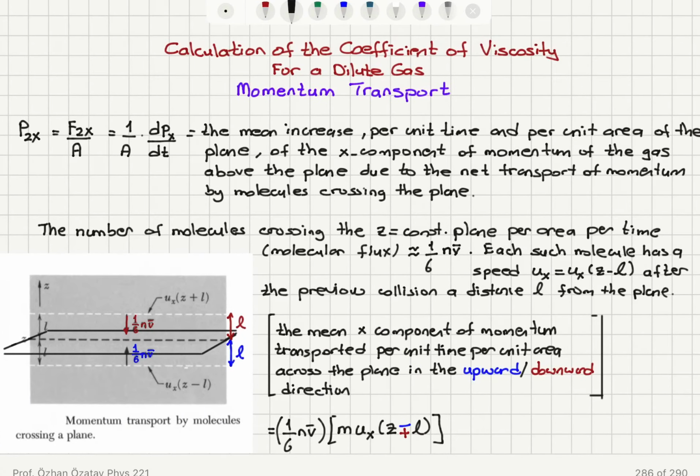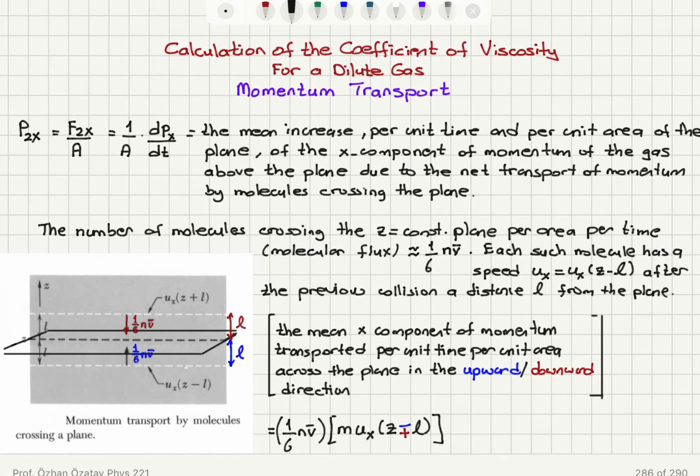Now this tangential stress is the tangential force per area, on the plane z equal to constant, x component. So that's 1 over area, the change in linear momentum x component with time. So it's the mean increase per unit time and per unit area of the plane z equal to constant, of the x component of momentum of the gas above the plane due to the net transport of momentum by molecules crossing the plane.